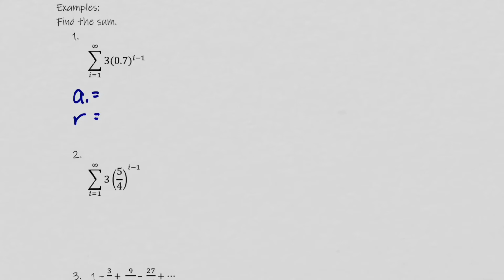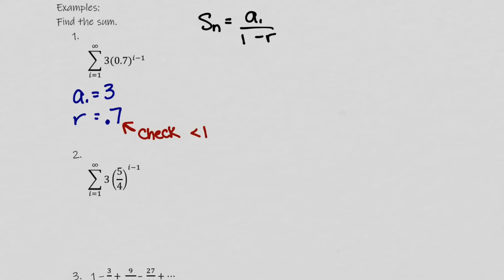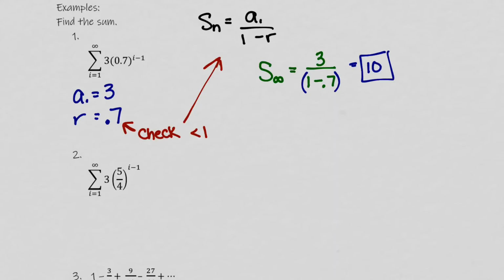So when I'm plugging it in, remember that equation, the sum was the first term divided by 1 minus r. Okay? So if I list a1 is 3, r is 0.7, and I'm going to check that it is less than 1. Okay, it is. So I can go ahead and plug into my equation, because it is less than 1. So my sum for infinite terms here is 3 divided by 1 minus 0.7. And again, if you're putting this in your calculator, make sure to put parentheses around that denominator, and you get 10.